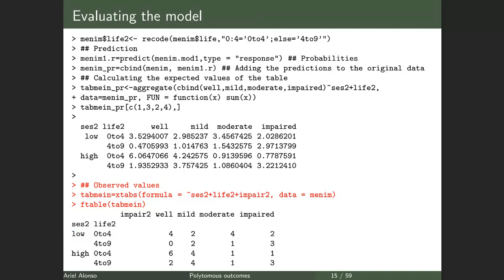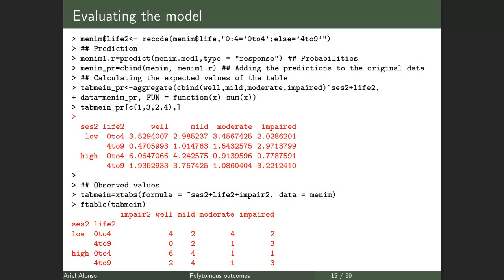For instance, for people with a low socioeconomic status and between 4 and 9 life events, then you have 0 individuals that were doing well, 2 were having mild symptoms, 1 was having moderate symptoms, and 3 were impaired, and so forth. That's the observed data. Now, what does the model predict for this table? So if you calculate that table now, but based on the model predictions, then this is the table that you get.